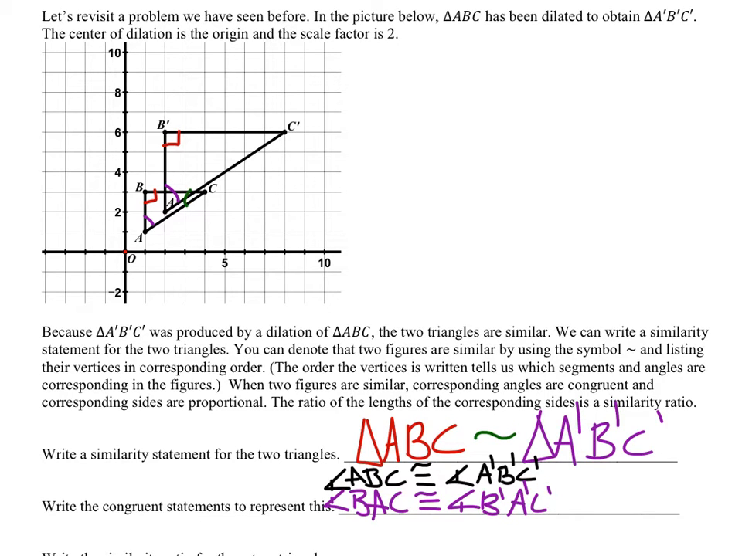Next up is this angle right here, which we need to name properly. And that would be angle ACB. And this should be congruent to angle A prime, C prime, B prime.